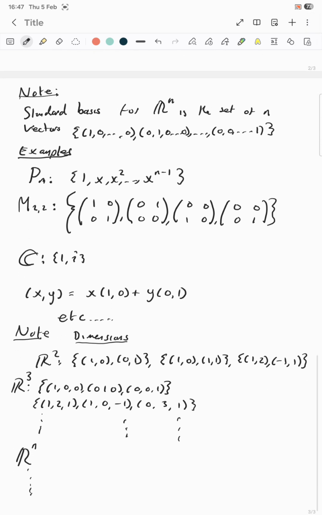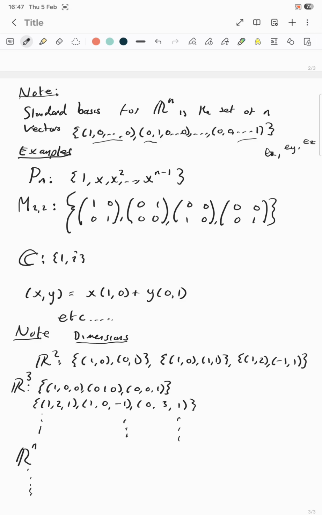Note, the standard basis for R to the n, our general case, is the set of vectors (1, 0, 0, ...), (0, 1, 0, ...), and so on, which is pretty common sense, as you would have no doubt seen the notation for unit vectors. Well, this is the equivalent, should we say.